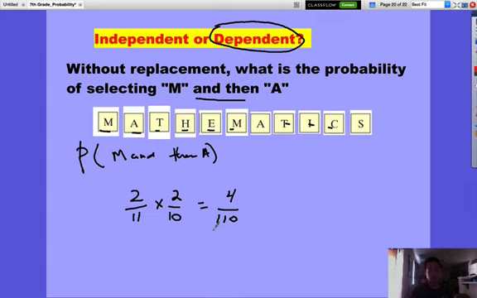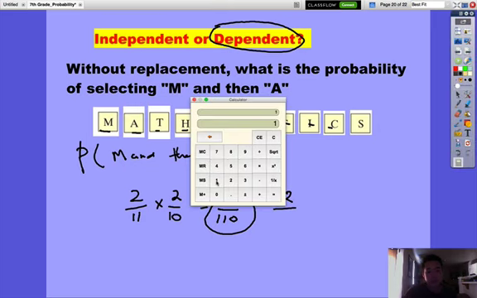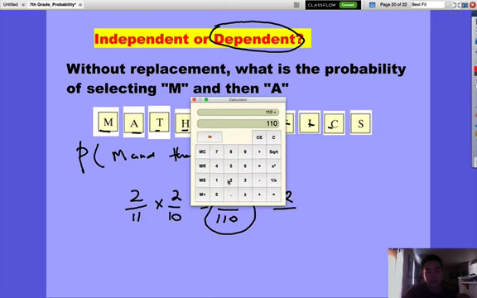I have 4 out of 110 theoretical probability of getting an M and then an A. And right here, you should be able to say, I think that's where I can reduce, right? Because 4 and 110, I should be able to reduce both. I'll divide both by 2 and I get 2. Then you can grab a calculator, do 110 divided by 2, and you get 55.